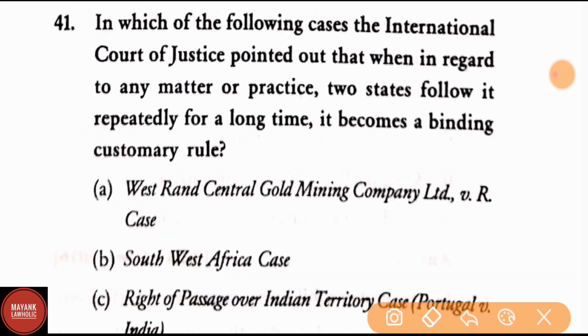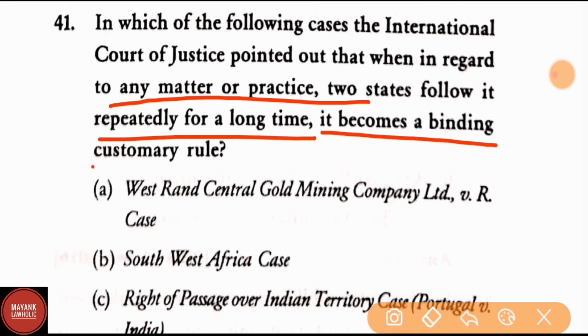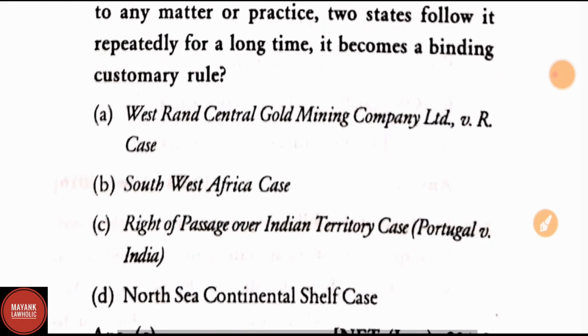Question number 41. In which of the following cases the International Court of Justice pointed out that when in regard to any matter or practice two states follow it repeatedly for a long time, it becomes a binding customary rule? It was held in the Right of Passage over Indian Territory case, that is Portugal versus India.